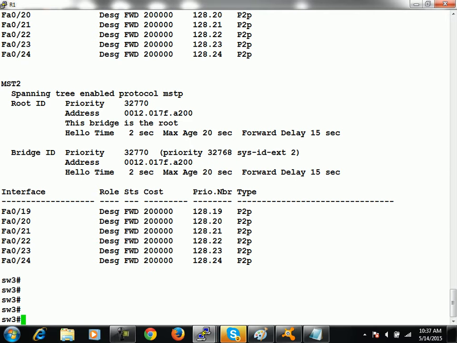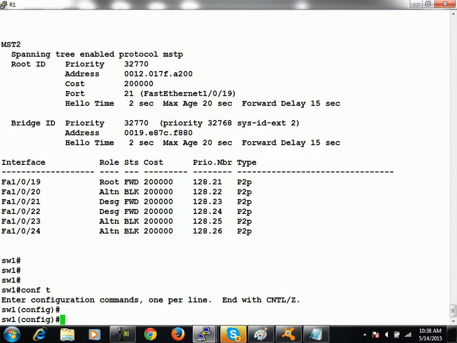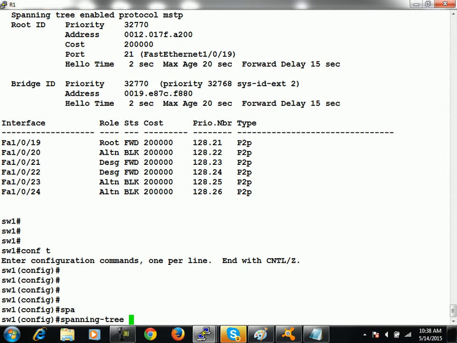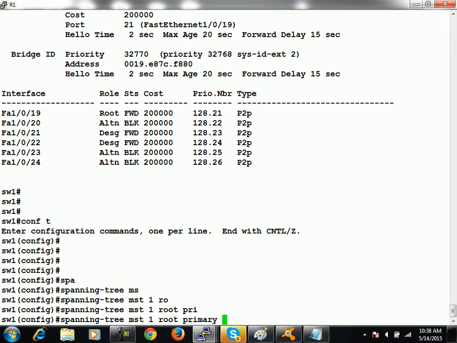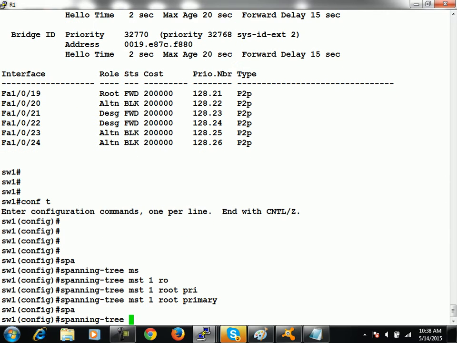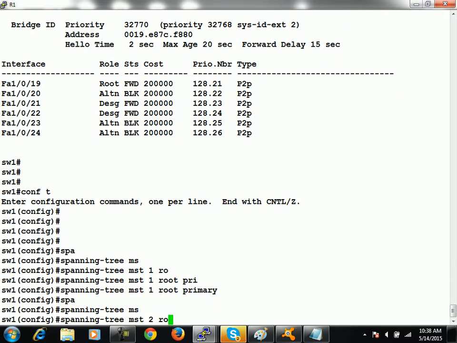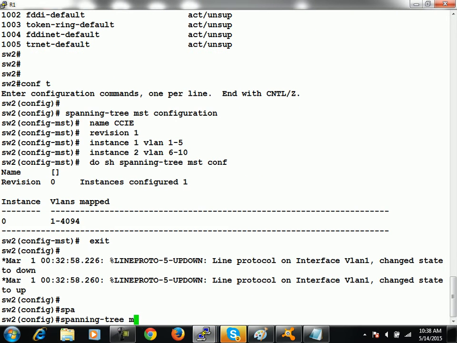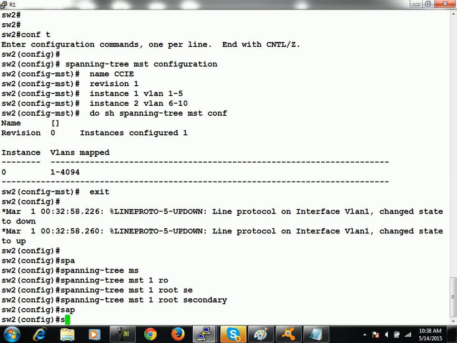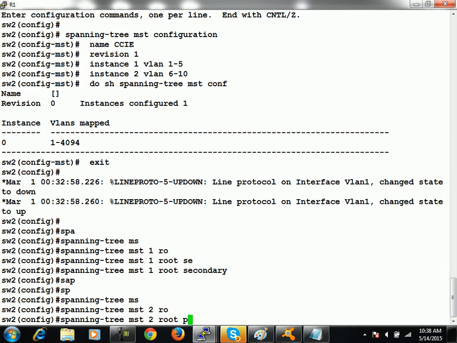We can also use primary and secondary keywords as well, or you can also modify your bridge priority manually. But again, rules will remain the same, in the increment of 4096 only. Let's move back on switch 1 and say spanning tree MST 1 root primary. If you want to use primary and secondary keywords, you can use them this way. And then you can say spanning tree MST 2 root secondary. In the same manner, I'll go on switch 2 and say spanning tree MST 1 root secondary, and then spanning tree MST 2 root primary.